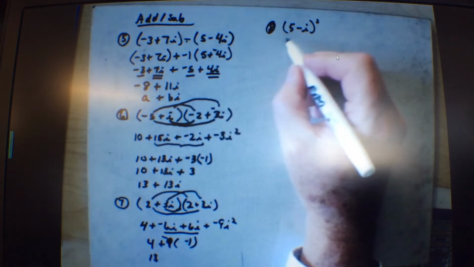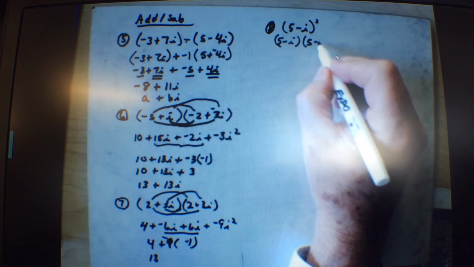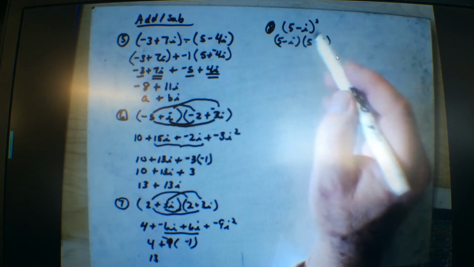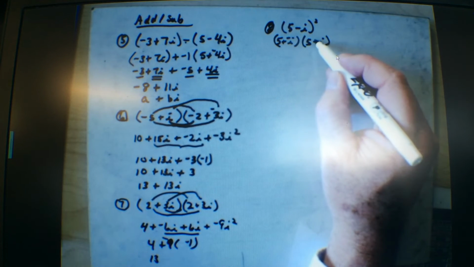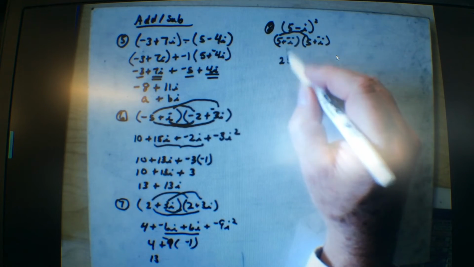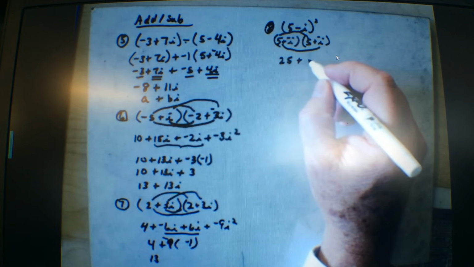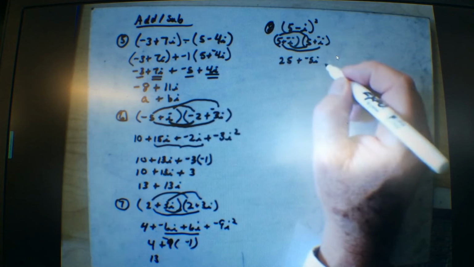You have to rewrite it as 5 minus i times the quantity 5 minus i. And then FOIL it. That's what it means. So what happens when we take 5 times 5? 25. Okay, I'm changing this to plus and negative. So 5 times 5 is 25, and the outer is 5 with a negative i, so it'll be a negative 5i, isn't it? What's the inner? Negative 5i.